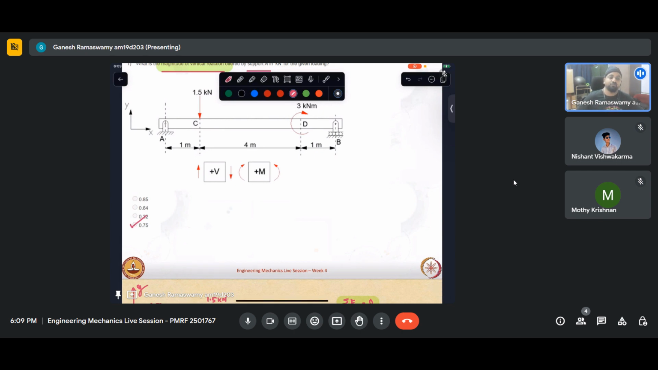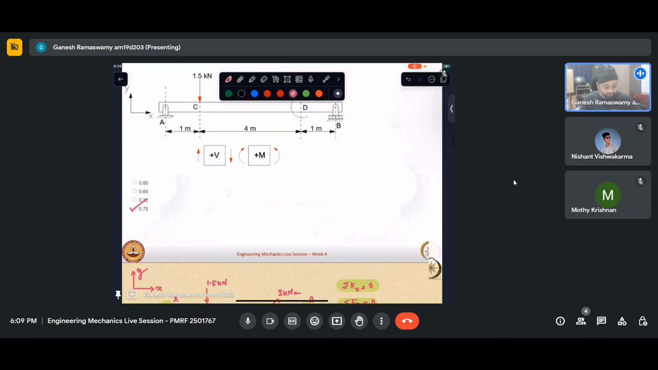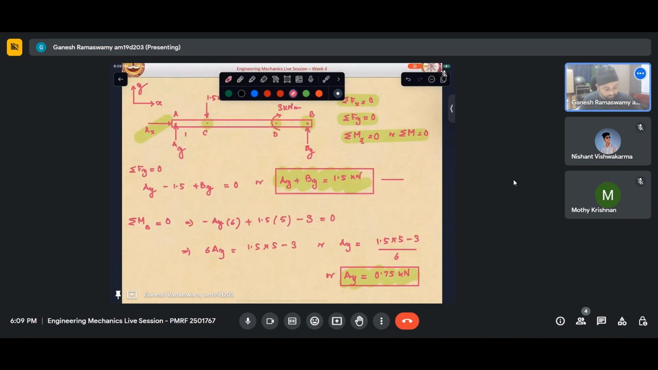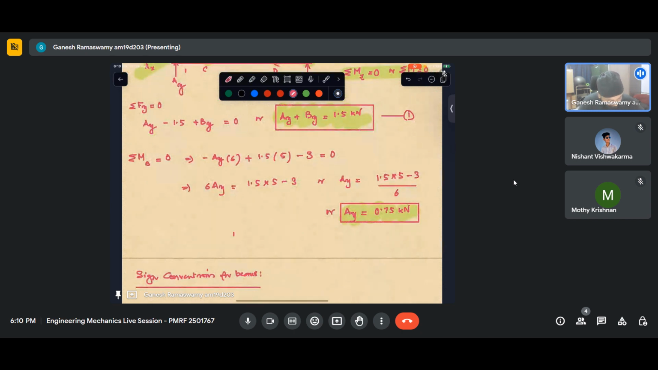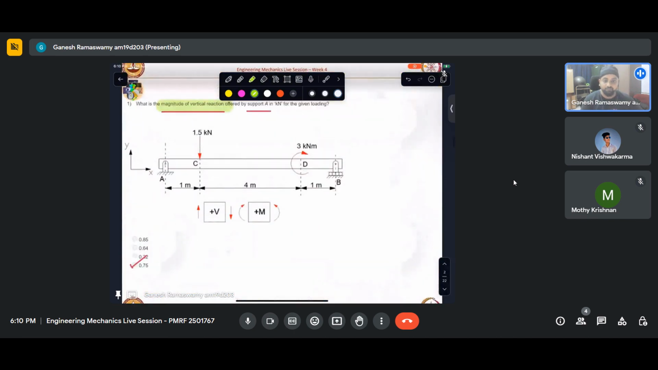If we were to solve for By also, we can use equation number 1 and solve for it, which is nothing but By equals 1.5 minus 0.75, which is again 0.75. So both the reactions are equal, but this is not due to symmetry of the problem.